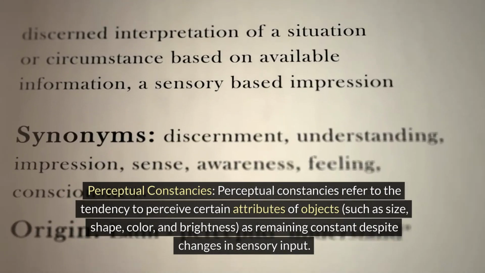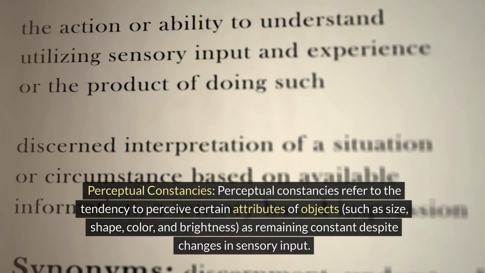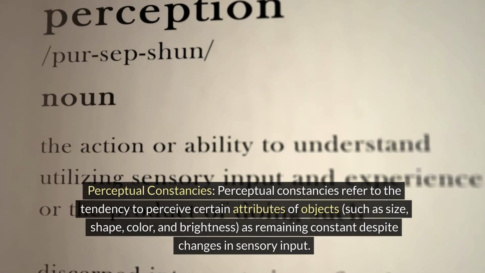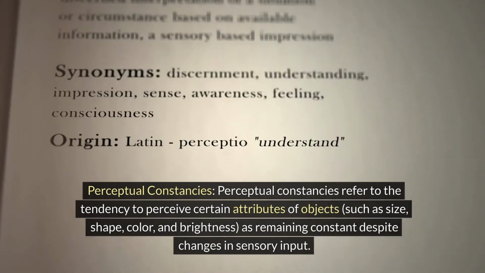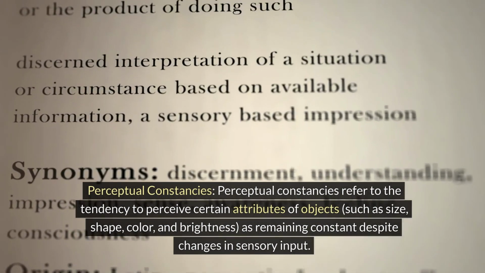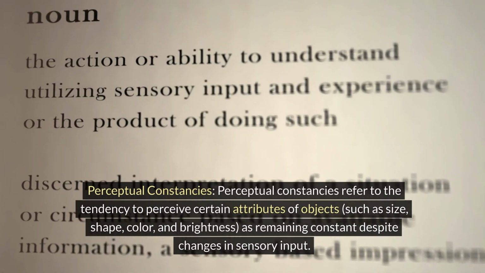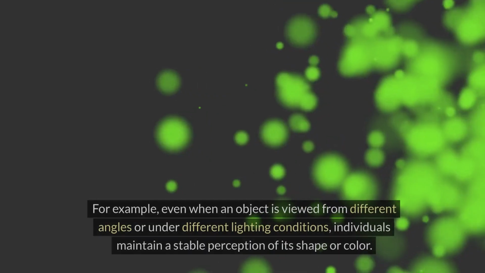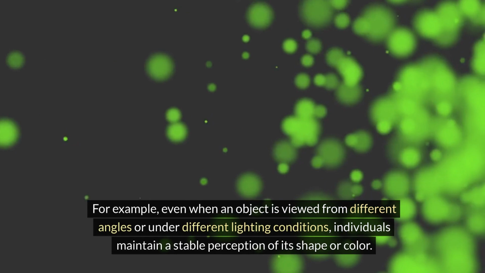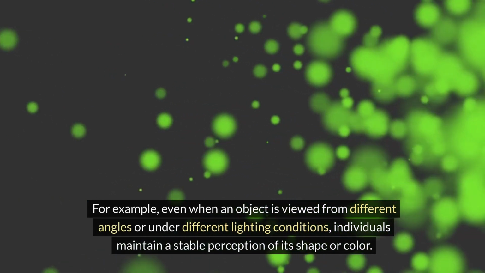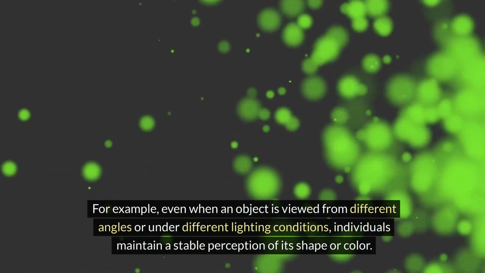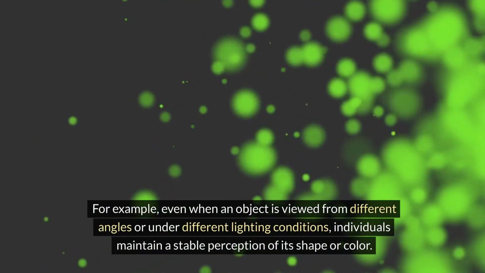Perceptual constancies. Perceptual constancies refer to the tendency to perceive certain attributes of objects, such as size, shape, color, and brightness, as remaining constant despite changes in sensory input. For example, even when an object is viewed from different angles or under different lighting conditions, individuals maintain a stable perception of its shape or color.